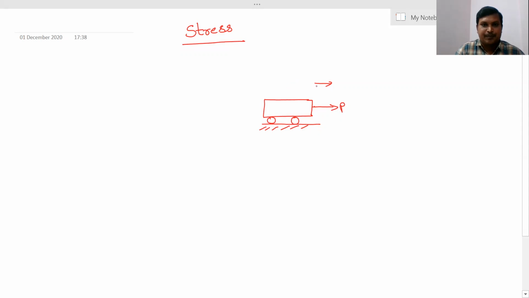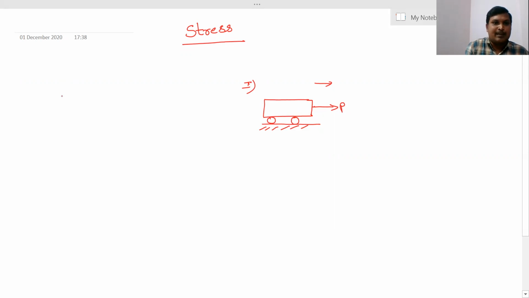So how is the stress developed even if you apply the force? In the first case, I am applying the force on this trolley. The trolley simply moves towards the applied force. This means even if you apply the force, no stress is developed in the body, because due to these wheels the body tends to move freely. So when the body moves freely, no stress is developed.